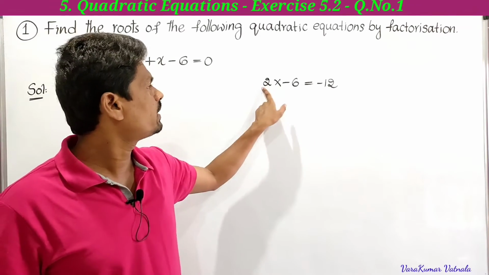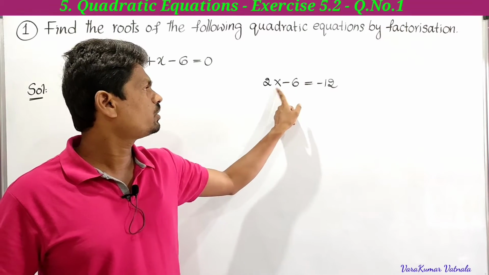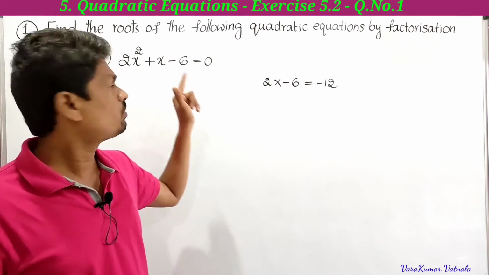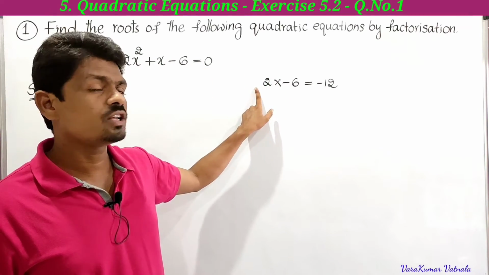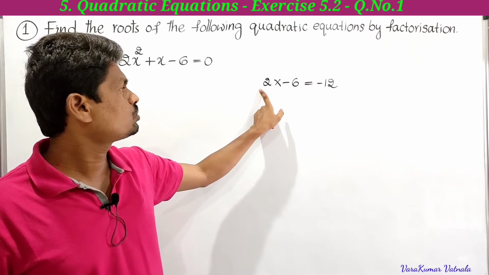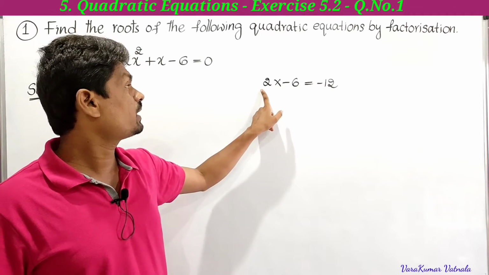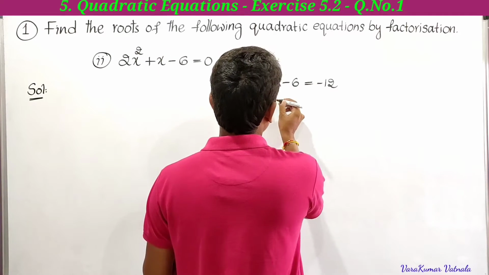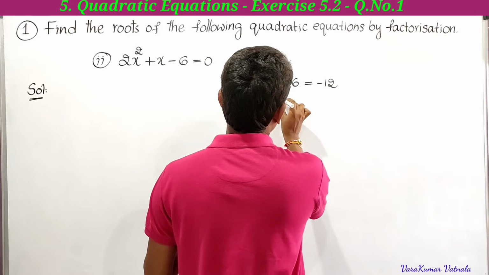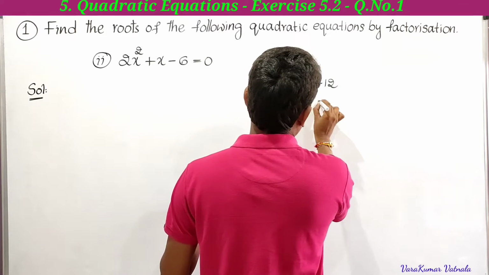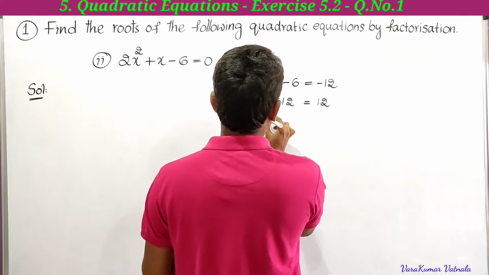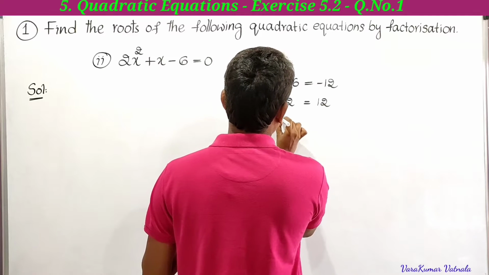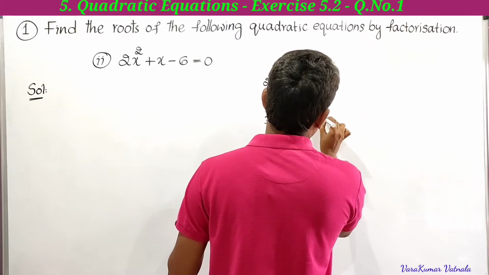So if you take 2 and minus 6, 2 into minus 6 is minus 12, but 2 minus 6 is minus 4, but here plus 1 is there. If you take minus 2 and plus 6, minus 2 into 6 is minus 12, but minus 2 plus 6 is plus 4. Suppose you take 1 into 12. First you have to write all possible factors for 12: 1 into 12, 2 into 6 which we have already written, and 3 into 4. So these are the possible factors for 12.